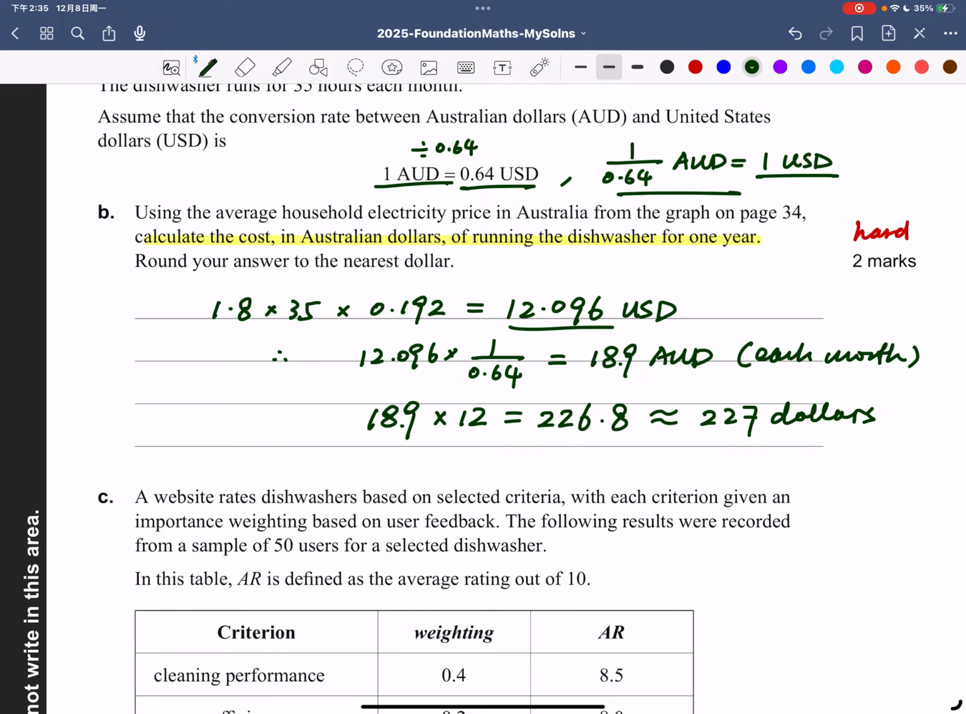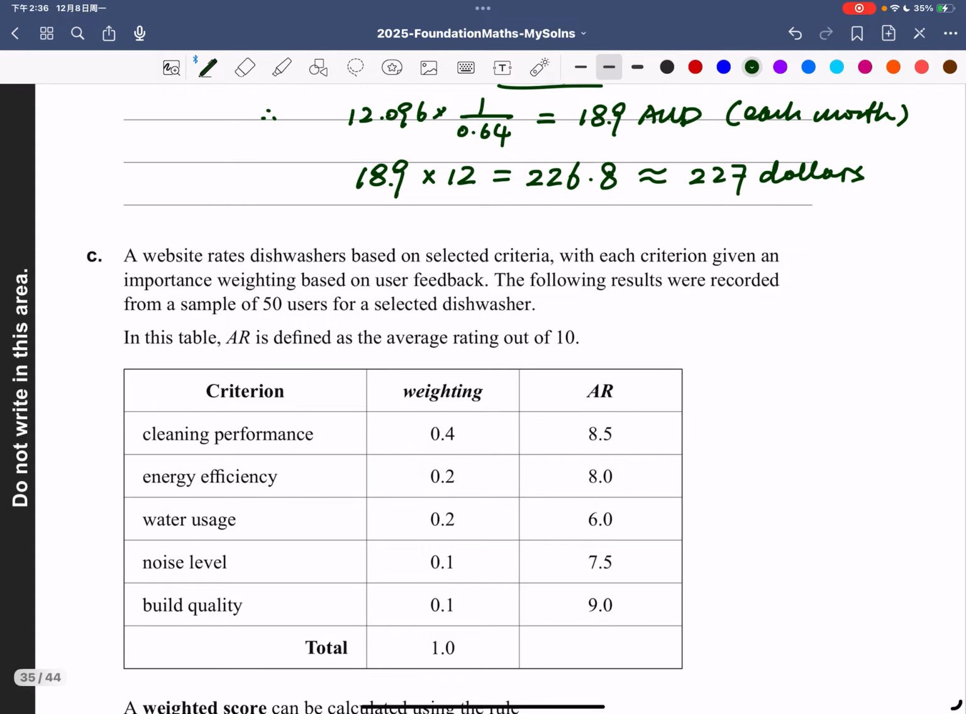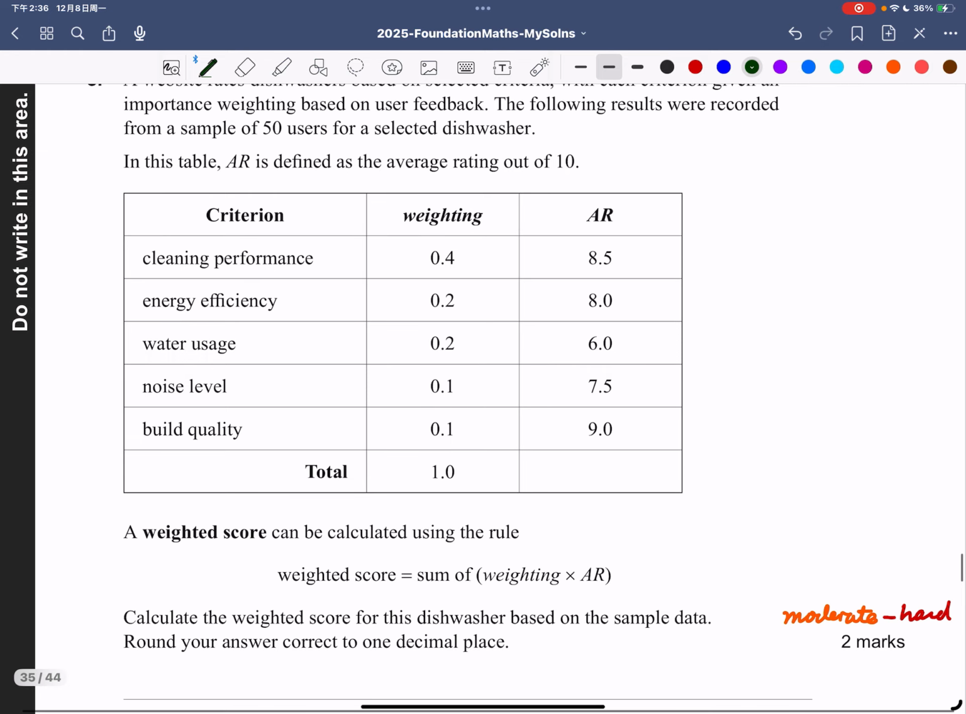Okay, now part C. A website rates dishwashers based on selected criteria, with each criterion given an importance weighting based on their feedback. The following results were recorded from a sample of 50 users for a selected dishwasher. In this table, AR is defined as an average rating out of 10. The weighted score is equal to the sum of weighting times AR. So we need to calculate the weighted average.